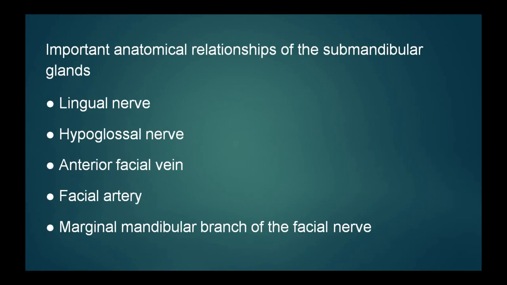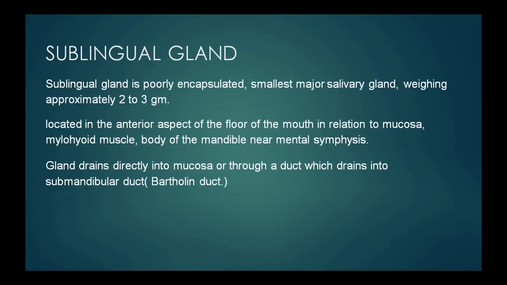Now come to the anatomical relationships of the submandibular gland. The important structure is the lingual nerve, which is in close contact with the submandibular duct. Then the hypoglossal nerve, anterior facial vein, facial artery, and marginal mandibular branch of the facial nerve.